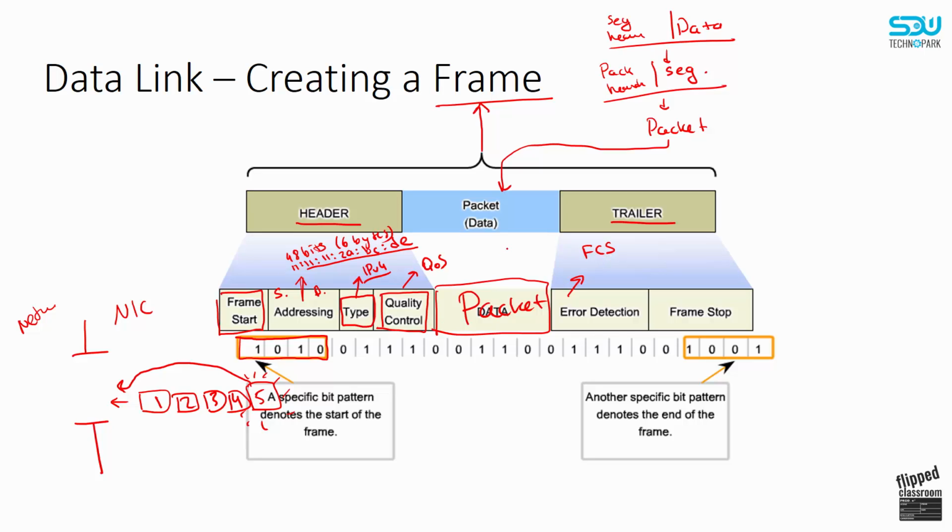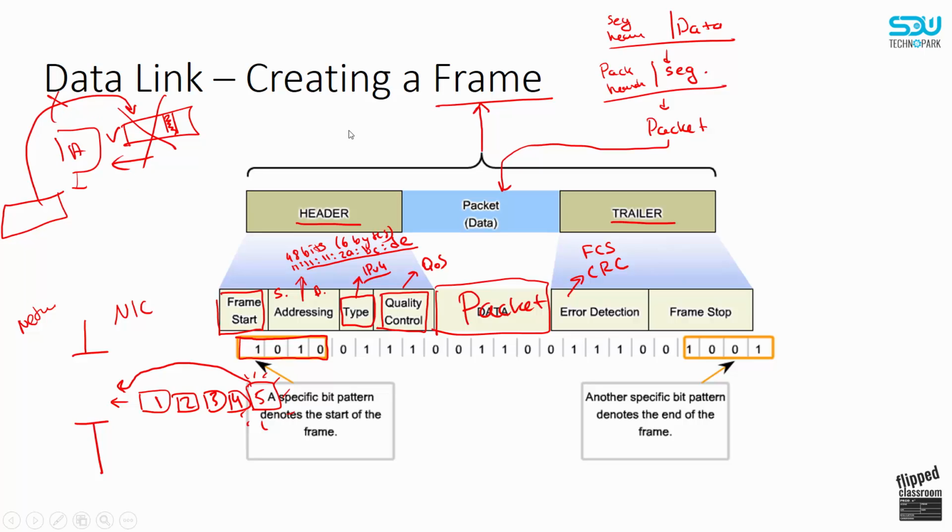content of the CRC, cyclic redundancy check, which checks for frame errors. If a receiving device, for example computer A, is receiving the frame, computer A calculates the CRC value by itself and compares it with the CRC value which is placed right here. If they are the same, then okay. If they are not the same, then the frame is deleted.